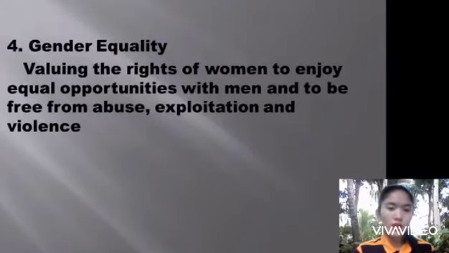Gender equality: valuing the rights of women to enjoy equal opportunities with men and to be free from abuse, exploitation, and violence. When people of all genders have equal rights, responsibilities, and opportunities.